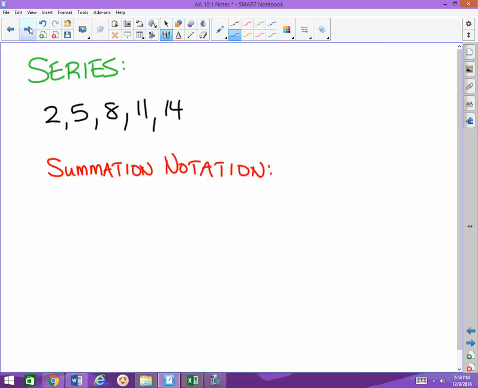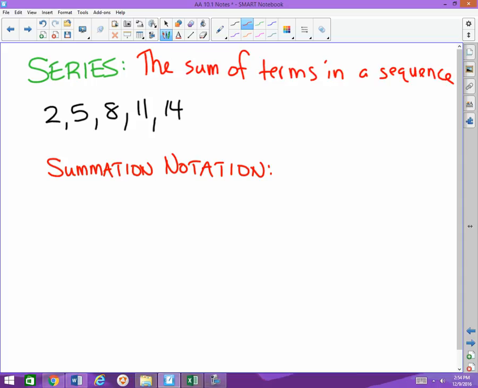Then we get into a series. A series is the sum of terms in a sequence. So if this is our sequence, 2, 5, 8, 11, 14, if we take this and add it up, then that becomes our series. And if you add these up, that is 40.